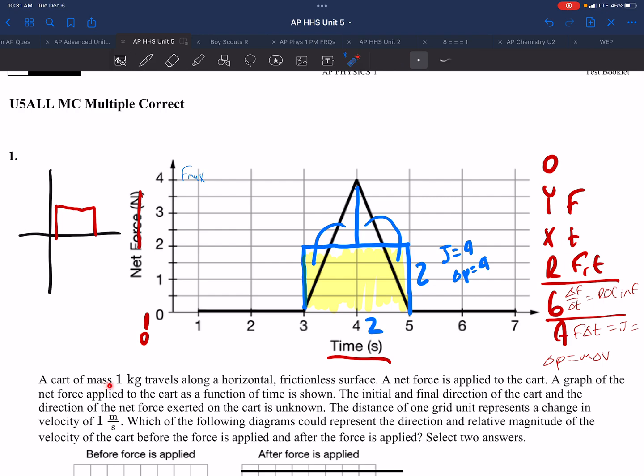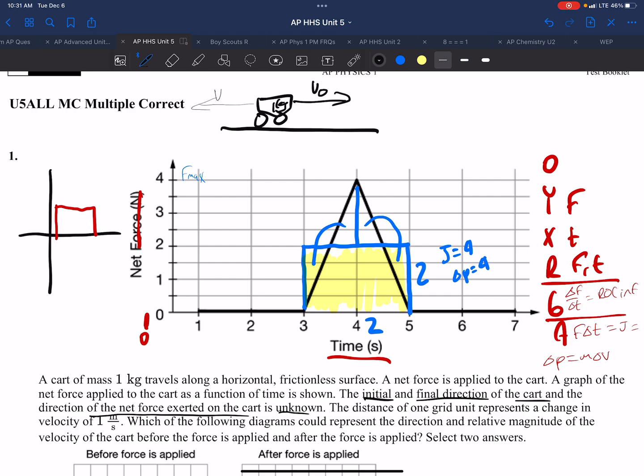And what we're told is a cart of 1 kilogram mass traveling along a horizontal frictionless surface, so it has some V0 and it's 1 kilogram. A force is applied to cart A. We see the graph, which we've already analyzed. The initial and final direction of the cart and the direction of the net force is unknown. So what that means is that the velocity could be either of these two, and the force could be in this direction, or the force could be in this direction.